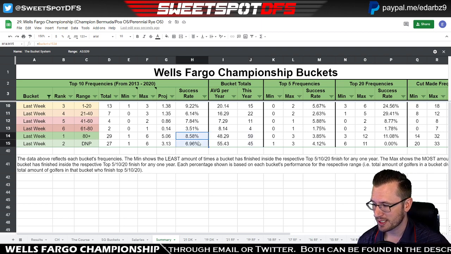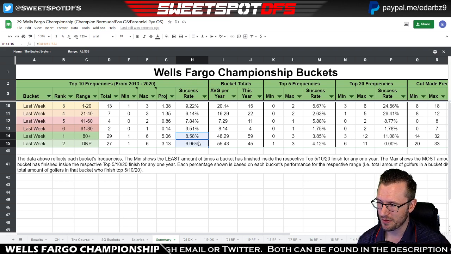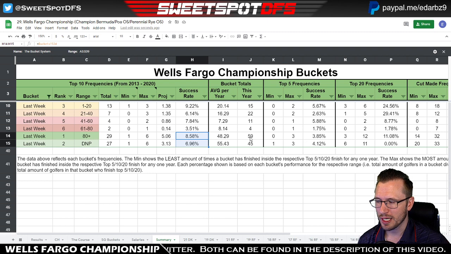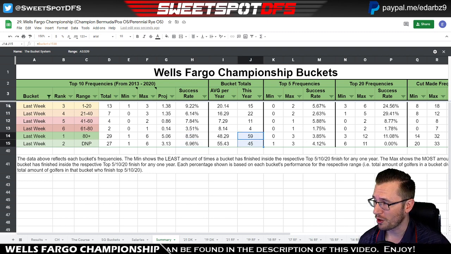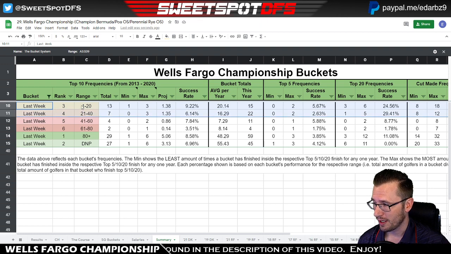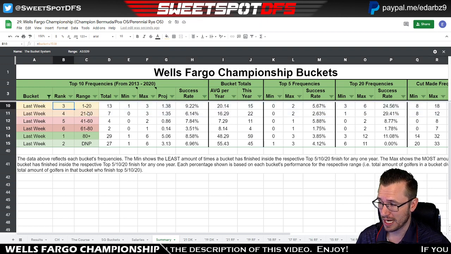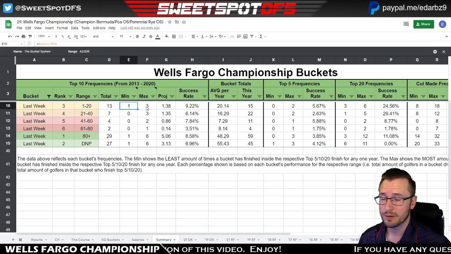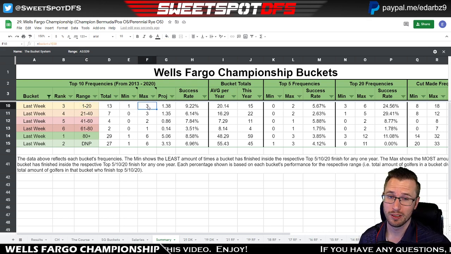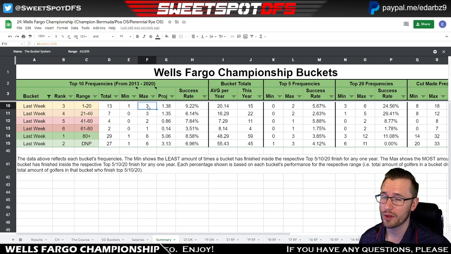Although the success rate is relatively high based off of the volume, don't get enamored by just selecting golfers who missed the cut or did not play. You do want to select golfers out of these other buckets. And a good reason why is your last week bucket 3, golfers who top 20 the week before, a minimum of 1, but a maximum of 3. So we've never seen more than 3 golfers from this bucket finish inside the top 10.